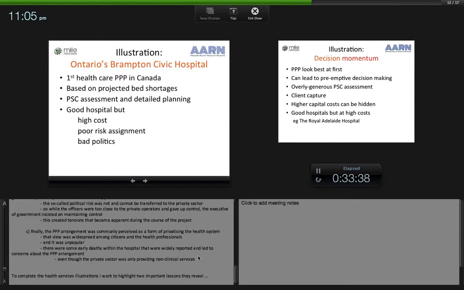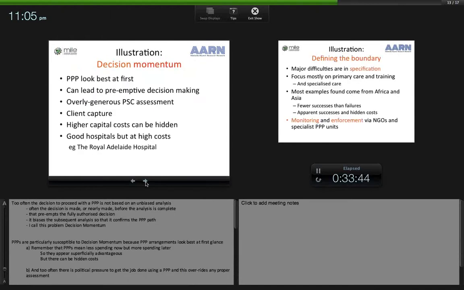Now, to complete the health services illustration, I want to highlight two important lessons that they reveal. Too often, the decision to proceed with a PPP is not based on an unbiased analysis. Often the decision is made or nearly made before the analysis is complete. That preempts the fully authorised decision. It biases the subsequent analysis so that it will confirm the PPP path, and I call this problem decision momentum.